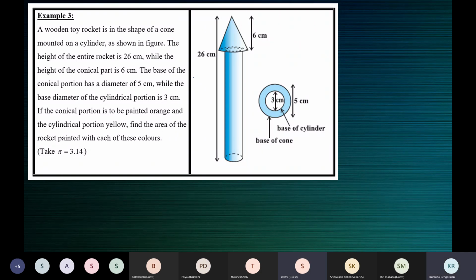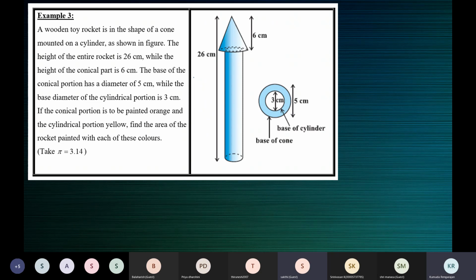Okay, the next one. A wooden toy rocket is in the shape of a cone, and that cone is mounted on a cylinder. That's mounted; that means it is placed on a cylinder. The cone is placed on the cylinder, as shown in the figure.